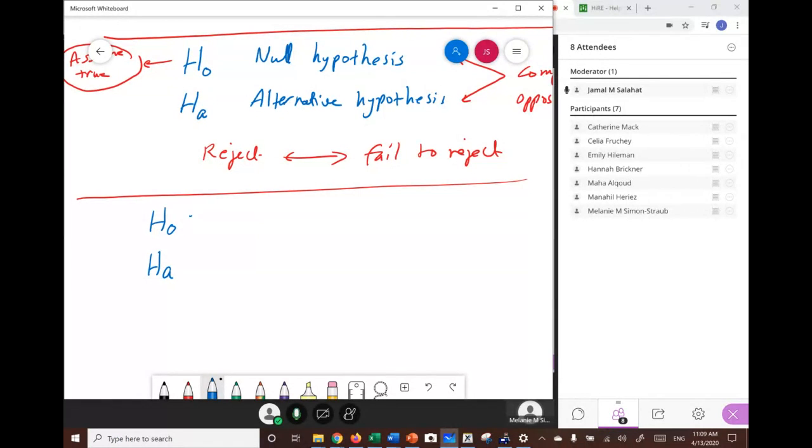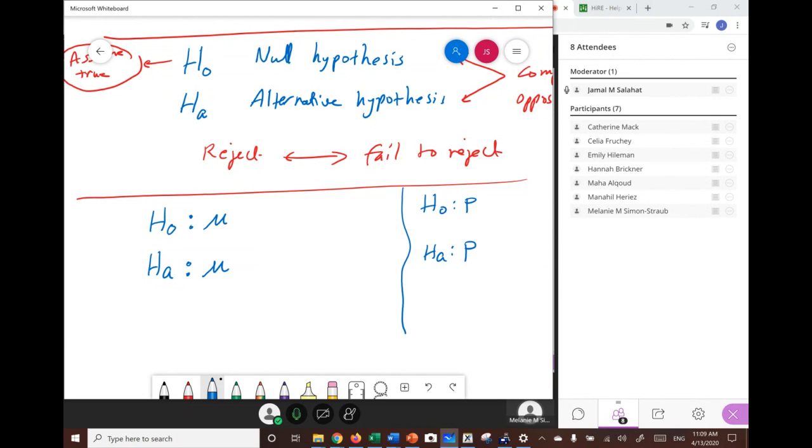Now, if we're talking about a mean, both statements will be about the mean. If we are talking about a proportion, both H note and HA will be statements about a proportion P. Okay, so remember that.